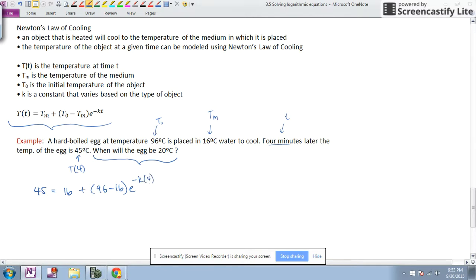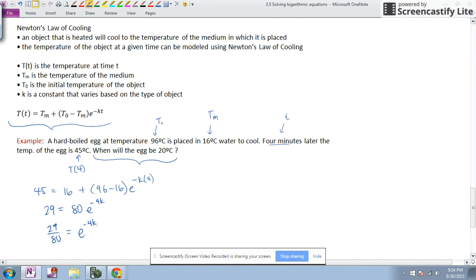And so now I'll solve this. I'll move the 16 over. That looks like 29 to me, equals 80 e to the negative 4k. And then I could even divide and have 29/80ths equals e to the negative 4k.